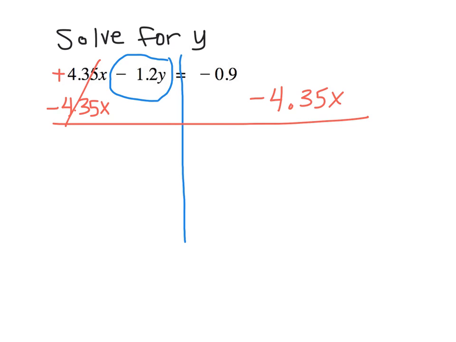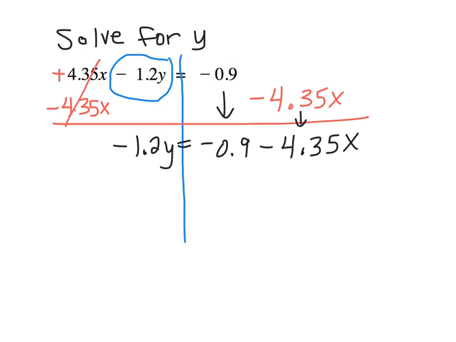So now I'm left with negative 1.2y equals, I'm going to bring down my negative 0.9, and I'm going to bring down my minus 4.35x. Okay, so now my y term is all by itself, and the y is being multiplied by negative 1.2. So the inverse of multiplying is dividing. So I'm going to divide all three of my terms by negative 1.2.